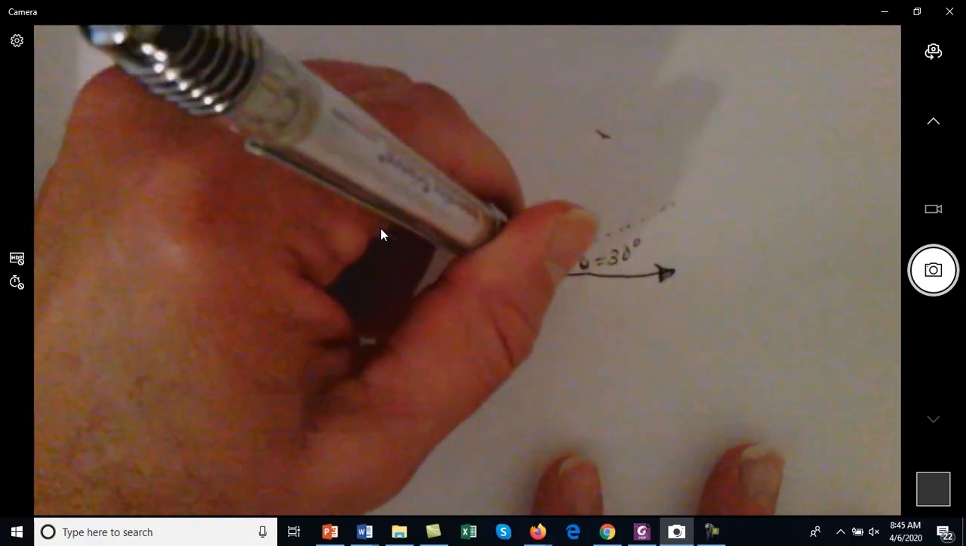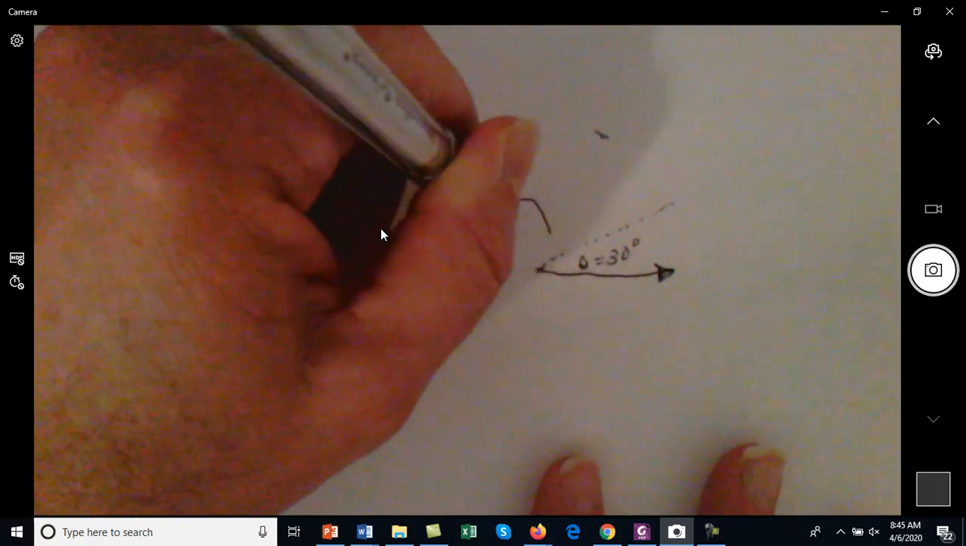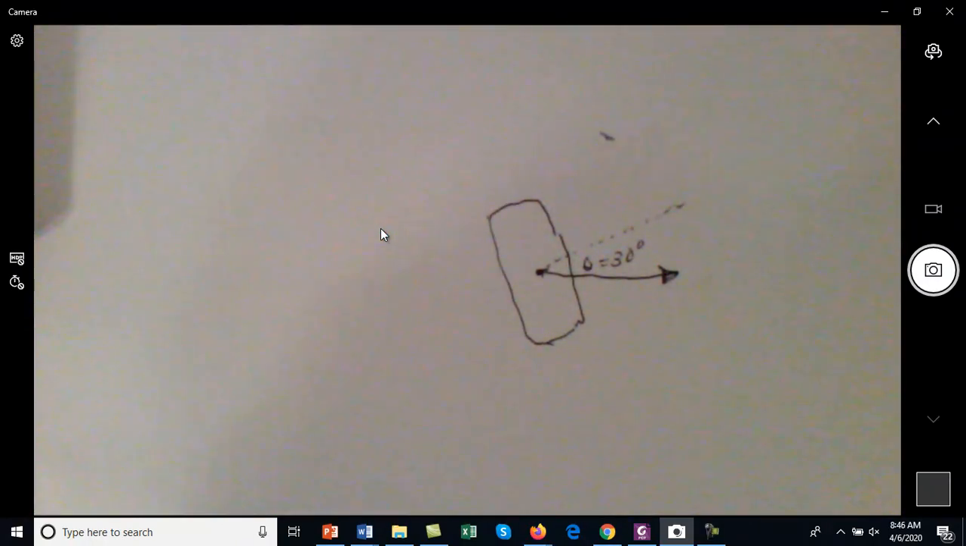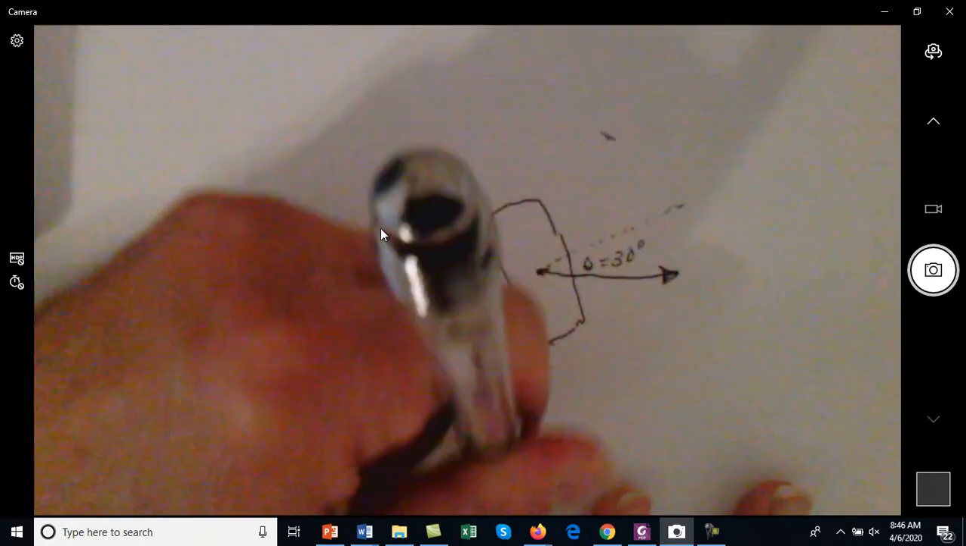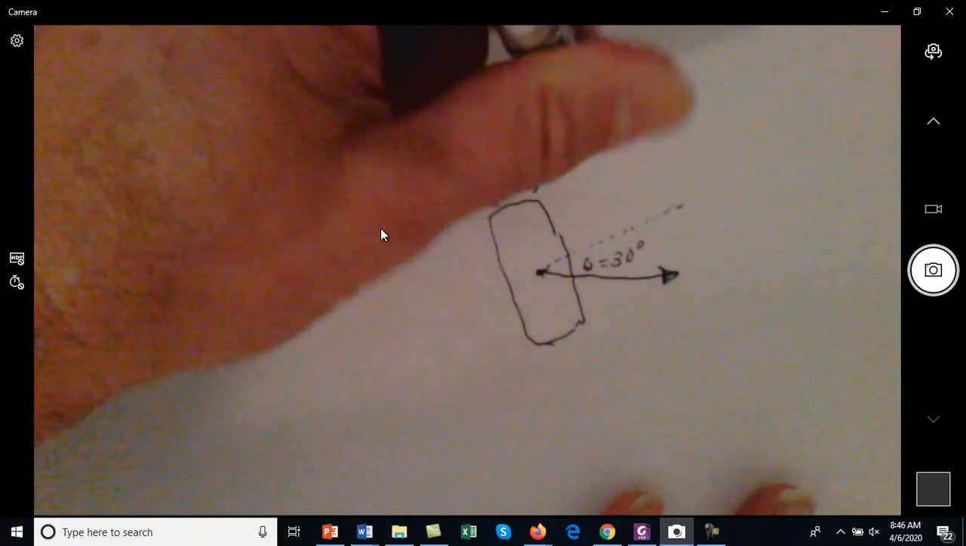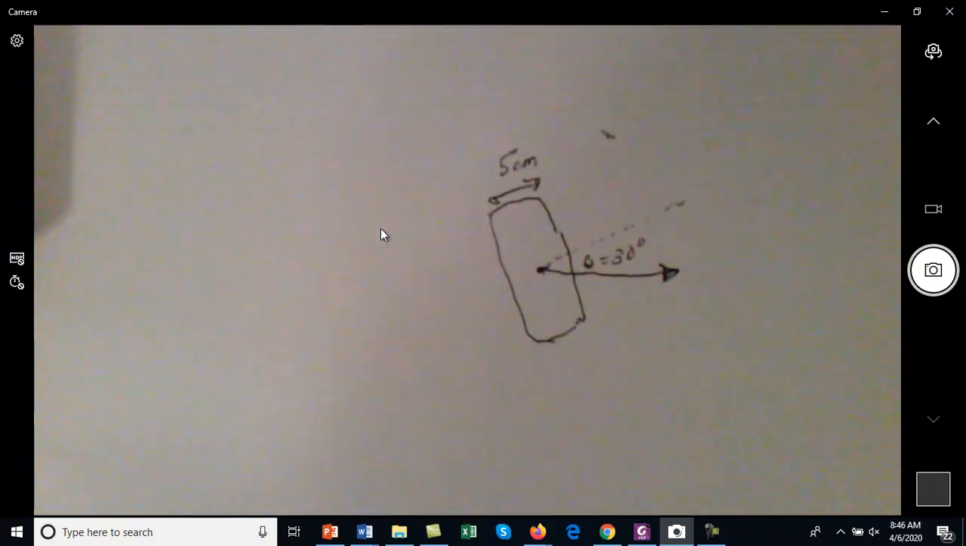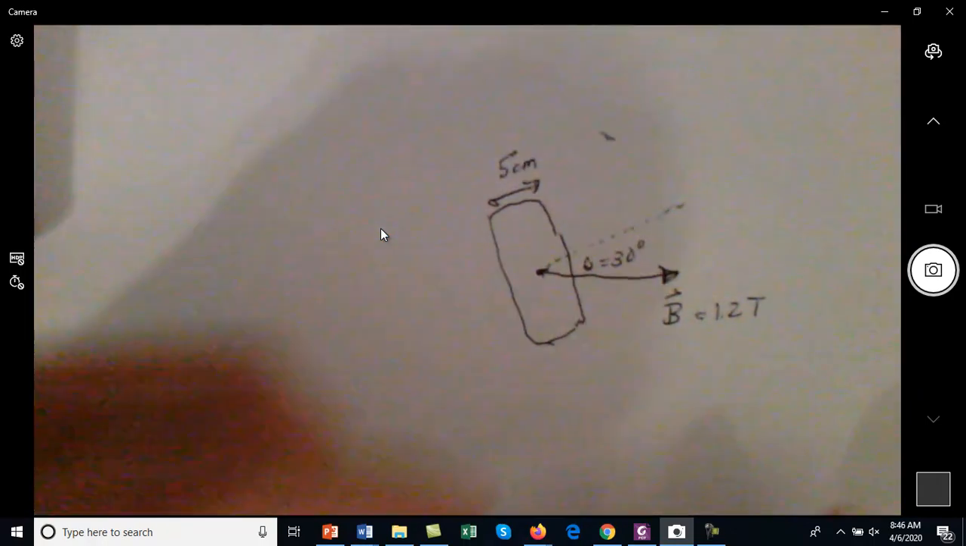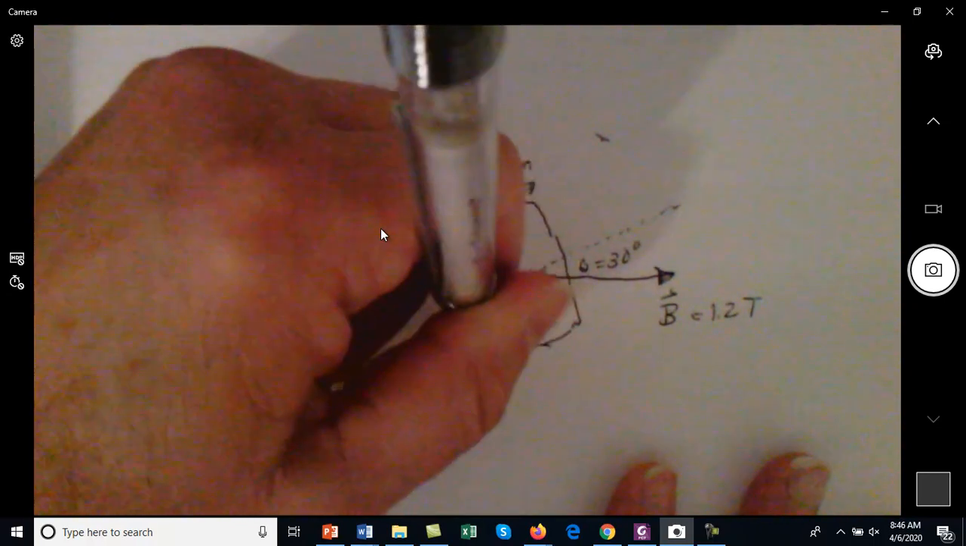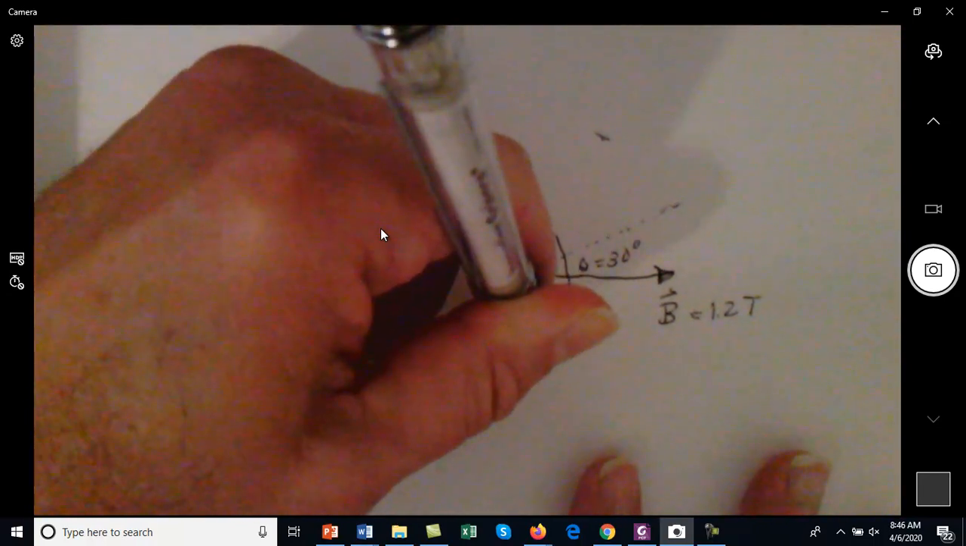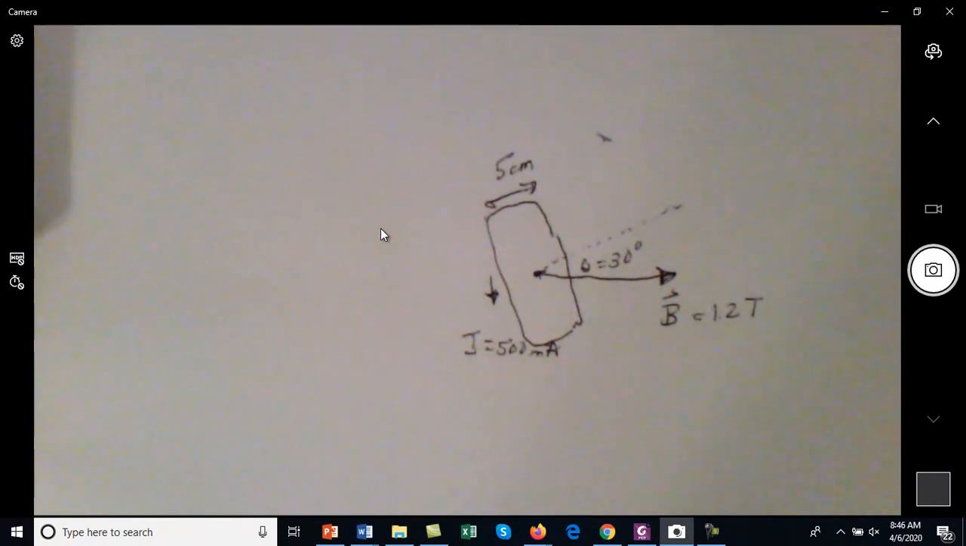Okay, so then I draw my current loop around this. Just a square loop, and that's the middle of the current loop. So that is my current loop. It is 5 centimeters on the side. So it looks like a rectangle, but we're just going to assume that it's a square, 5 centimeters on the side. My magnetic field is 1.2 Tesla. And then going around my current loop, I equals 500 milliamps. Okay, so I have everything that I need.